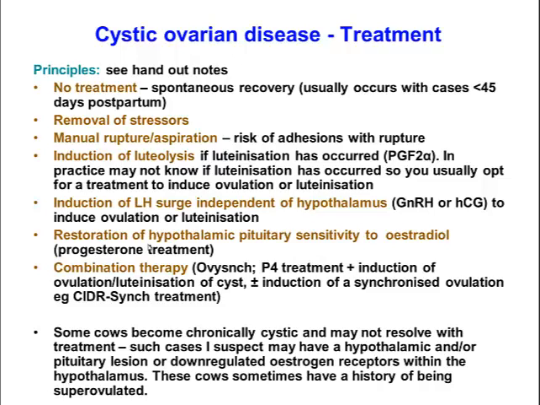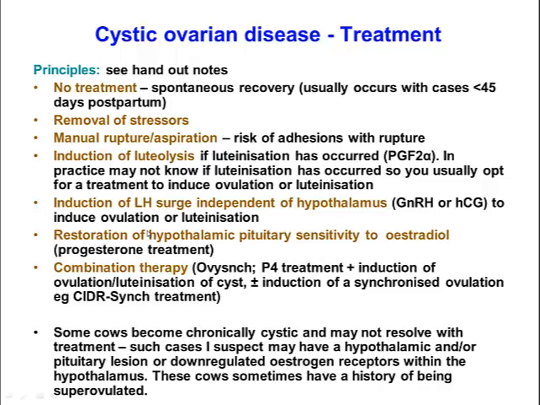You do get some cases that are chronically cystic, that is, for the rest of their lives they are persistently cystic cows, and these are very difficult to treat. In such cases, they're refractory to treatment. For example, you can induce ovulation, but as soon as you get luteolysis, they just revert to their cystic state again.